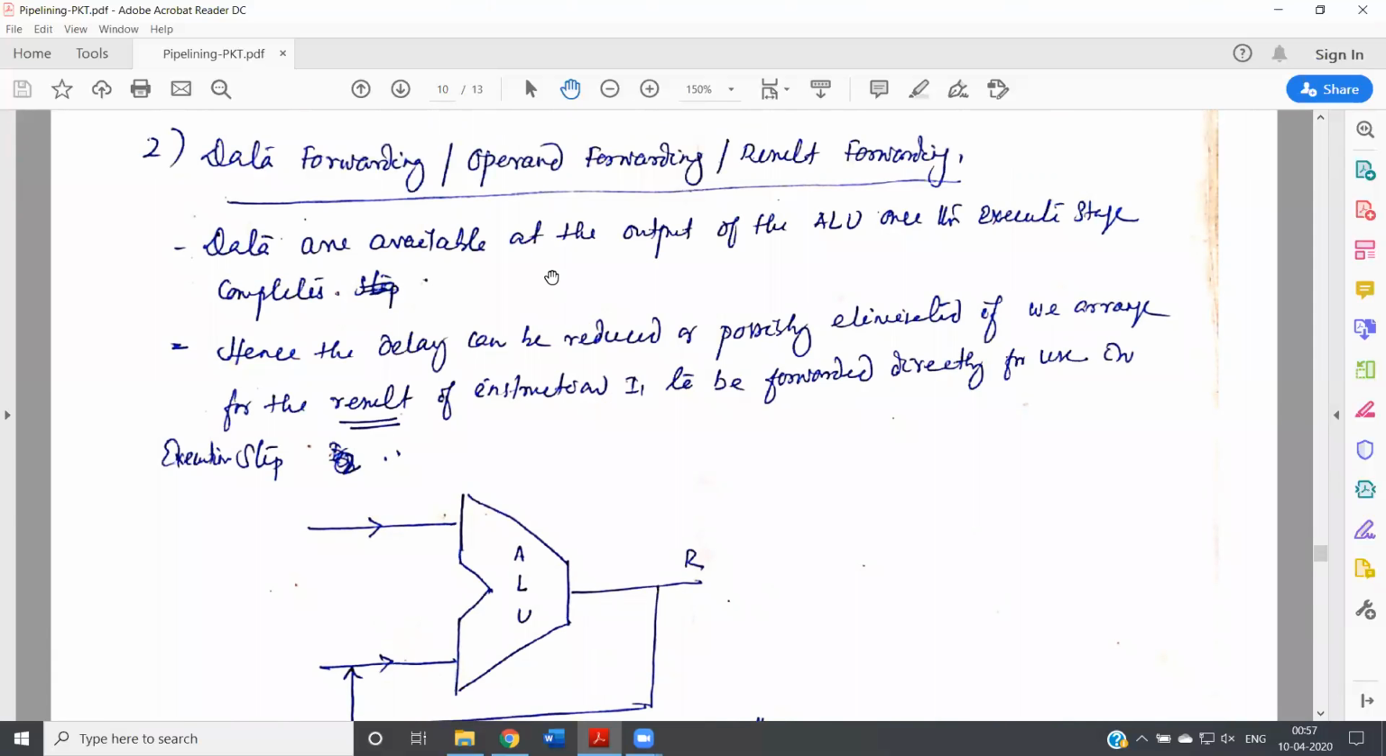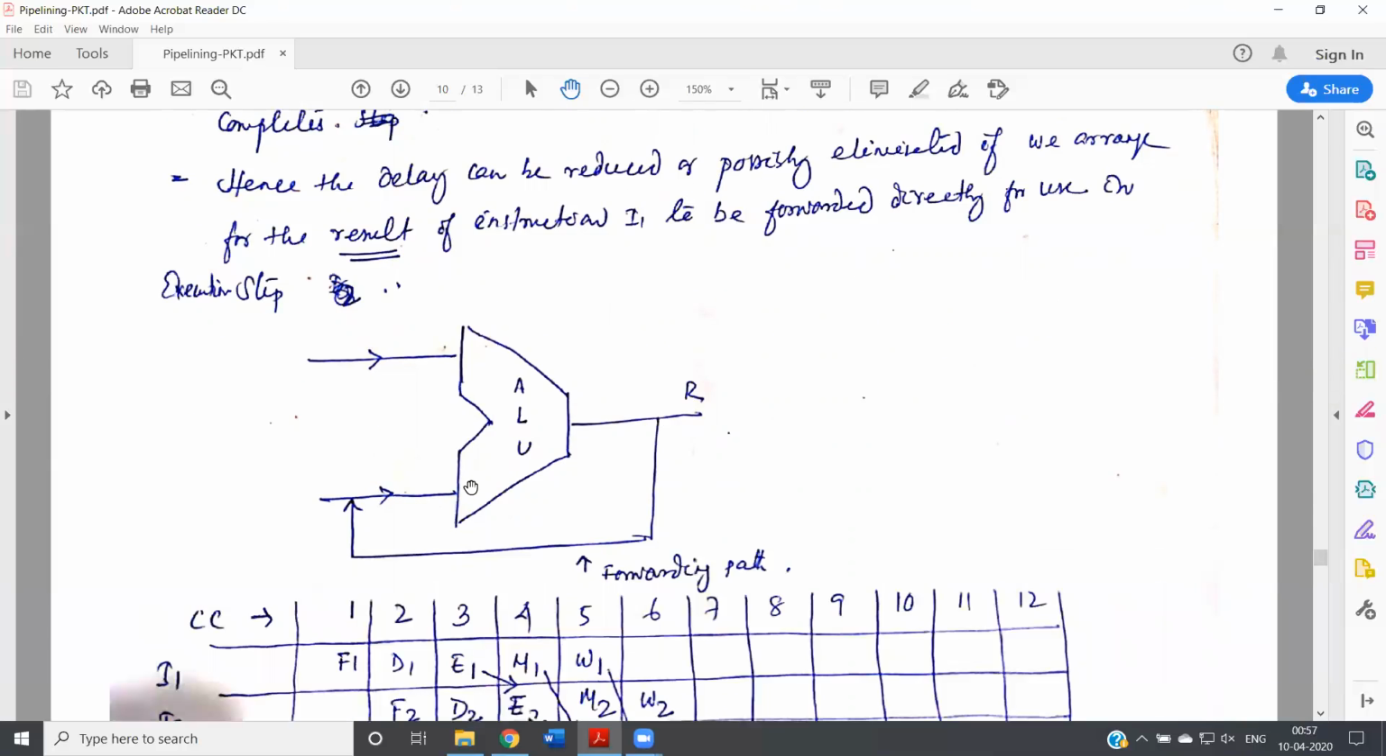So data are available at the output of the ALU once the execution stage completes. Data is available over here. However, the writing operation is done in the write back stage. Hence, the delay can be reduced or possibly eliminated if we arrange for results of instruction 1 to be forwarded directly to use in the third execution step of 2.